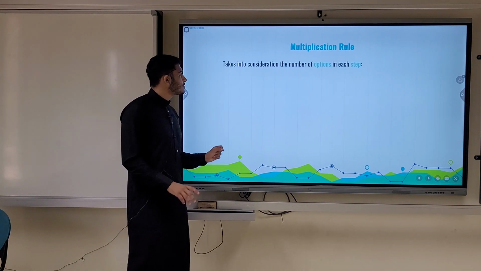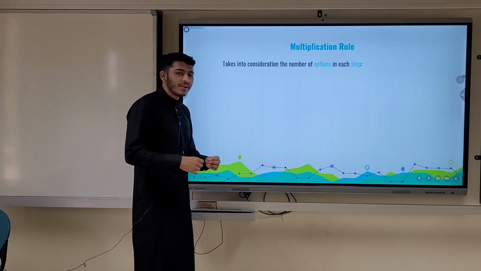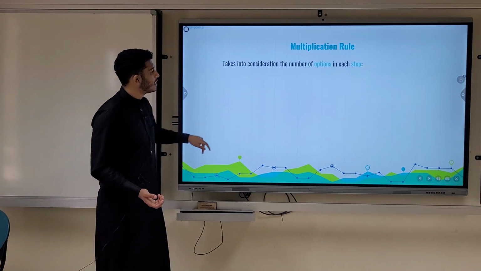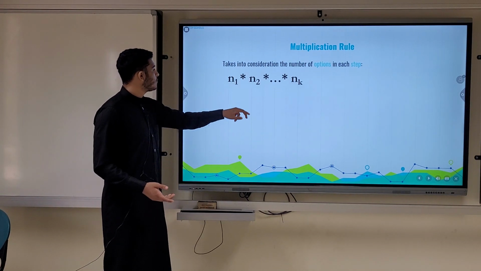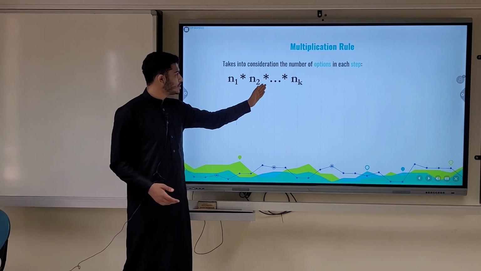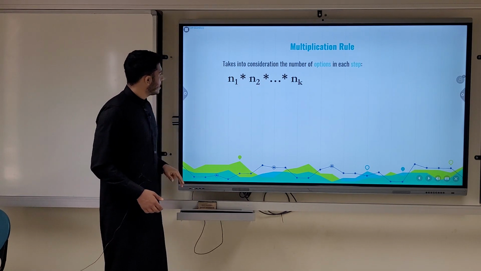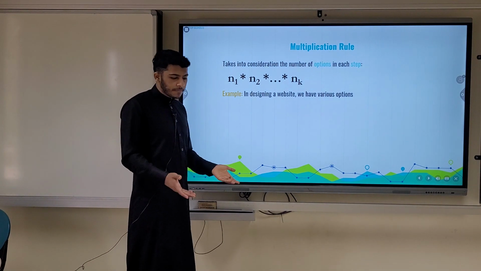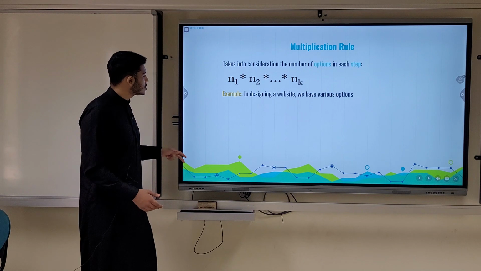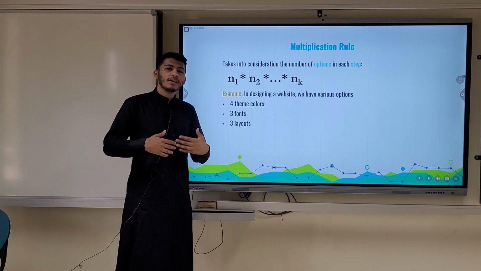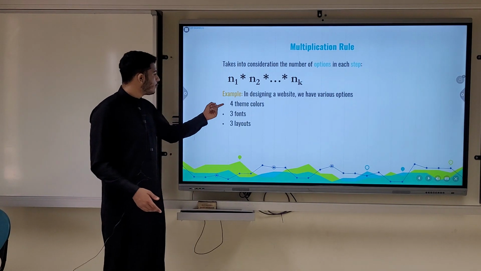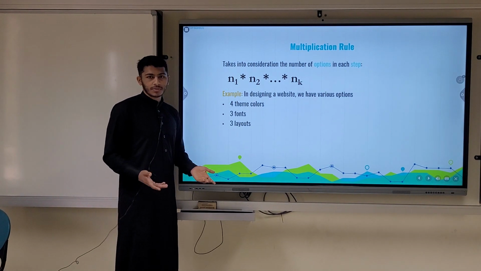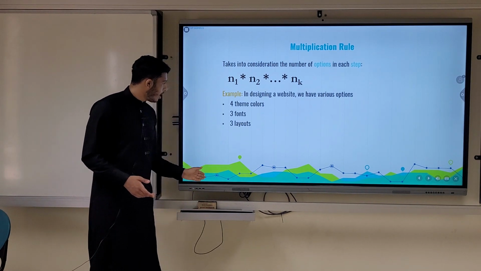The multiplication rule takes into consideration the number of options you have in each step. Of course, you're not going to understand it from just plain text. We have to have an example, and we're going to have an example. This is the formula for it, where you multiply all of the options within each step. And an example of this might be, let's say we are designing a website. So we have a website and we want to design it, and we have options on the things we can include in this website. So let's say we have 4 theme colors, 3 fonts, and 3 layouts. So we have all these options.